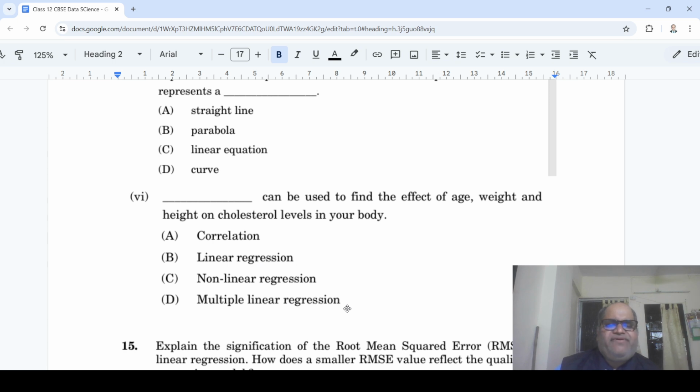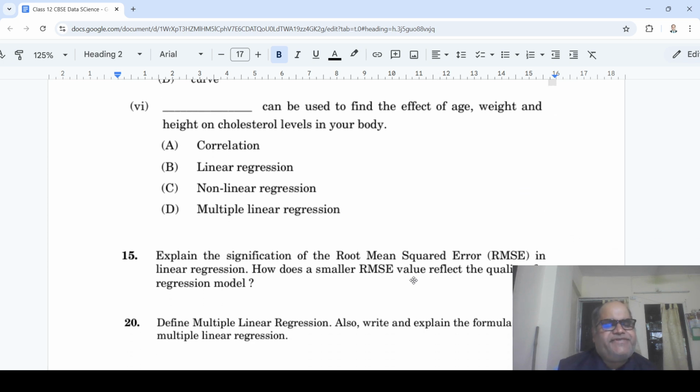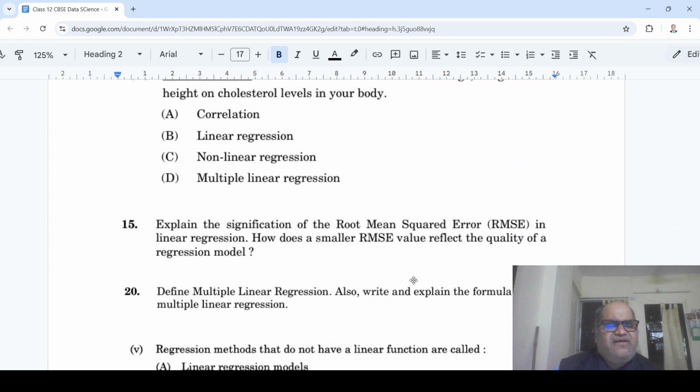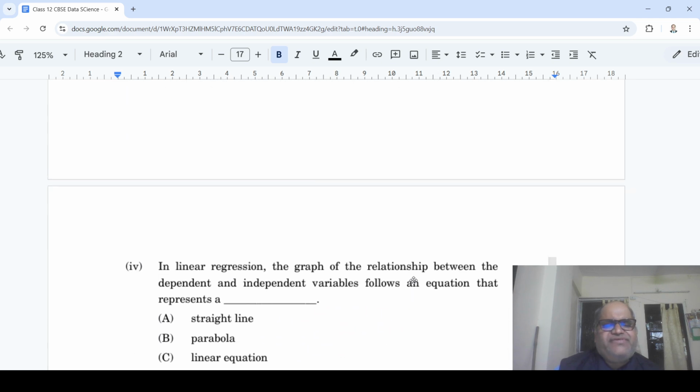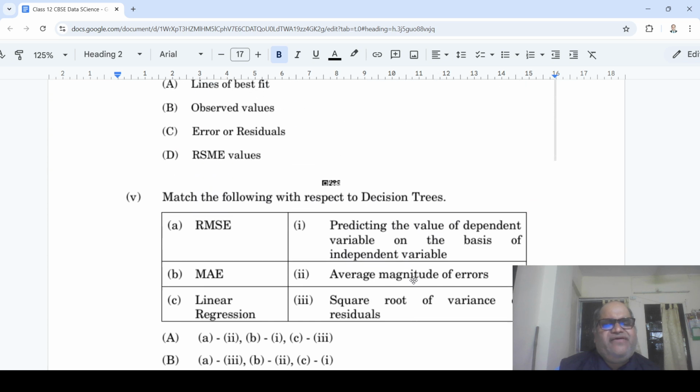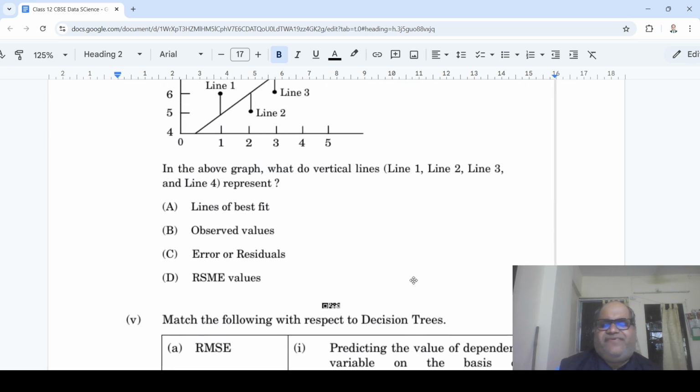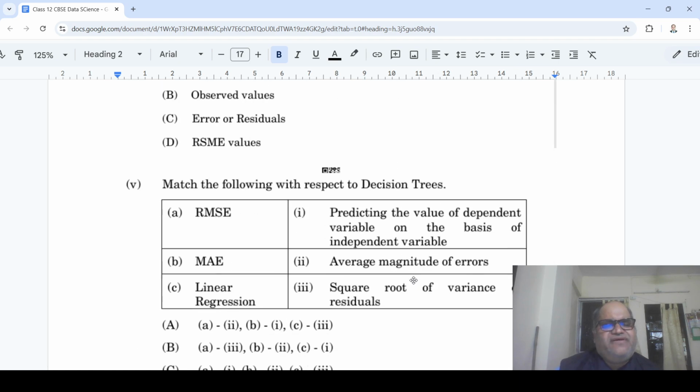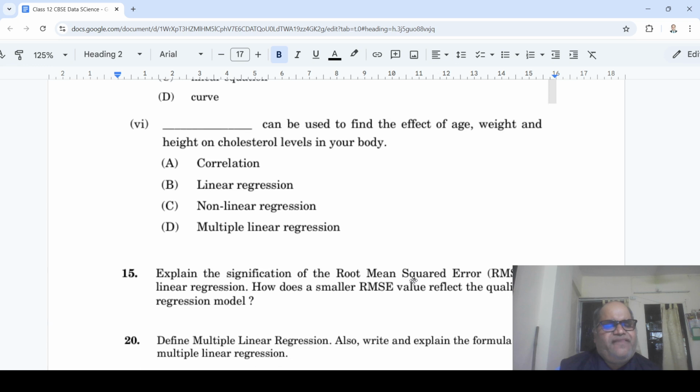Non-linear regression? We are making an assumption that age, weight, and height can give you the answer. It shouldn't be that if your age goes from 50 to 60, your cholesterol goes up by, say, 100 or something. So you can assume that the relationship is linear, and multiple linear regression will be the best answer here, option D. So these are the typical MCQs. As you might have seen, they are repeating. As long as you keep some of the common terms, you can easily answer them.